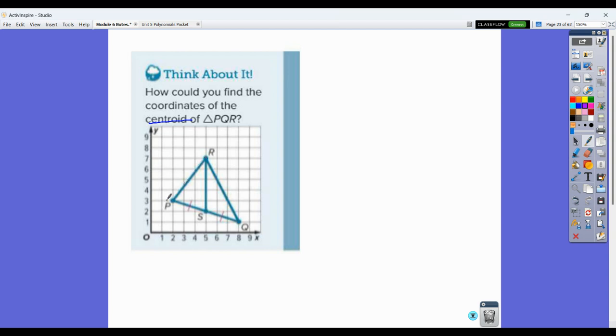So let's say PR here. If I'm going to find a midpoint of PR, I'm going to look at P that's at 2, 3, and I'm going to look at R that is at 5, 7. And the midpoint is going to be the x's added together, 2 plus 5 divided by 2, which is going to be 3.5. And then the y's, 3 plus 7 divided by 2, 10 divided by 2, which is going to be 5. So the midpoint's going to be at that. So if I go to 3.5, 5, that's the midpoint.